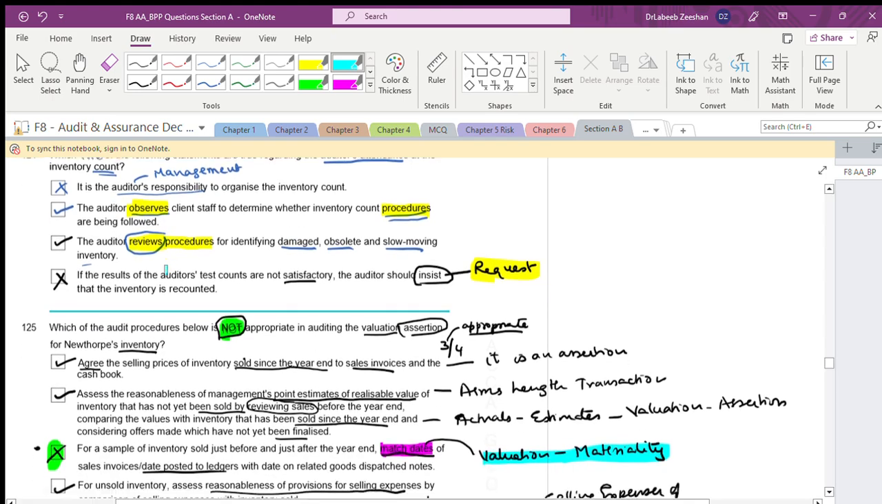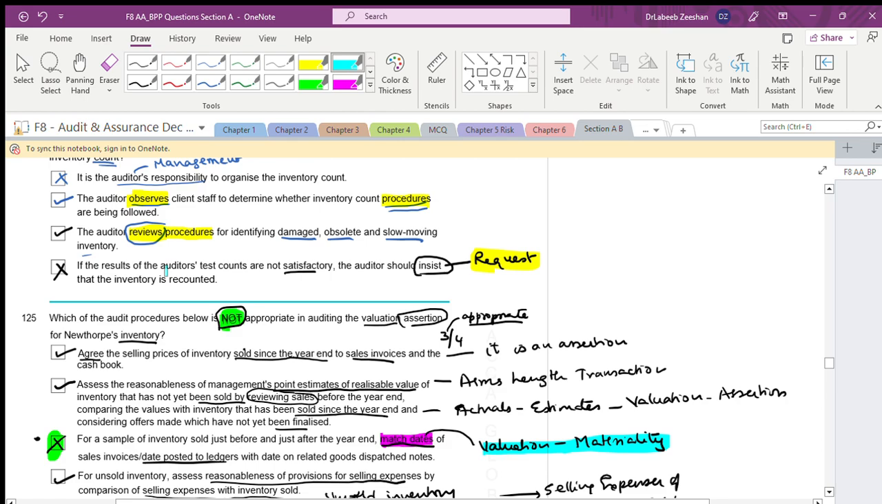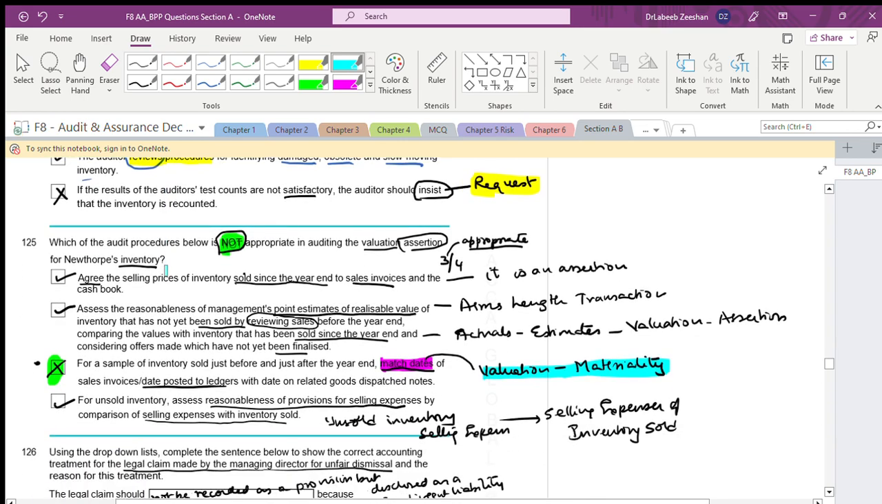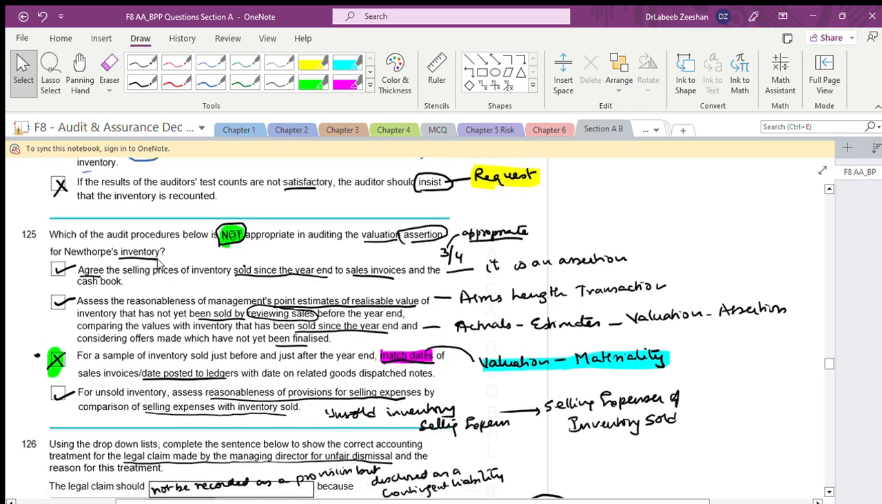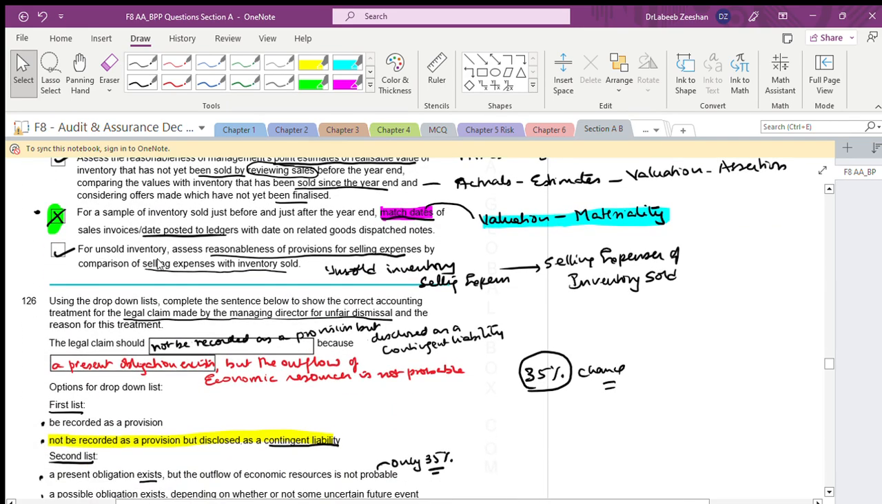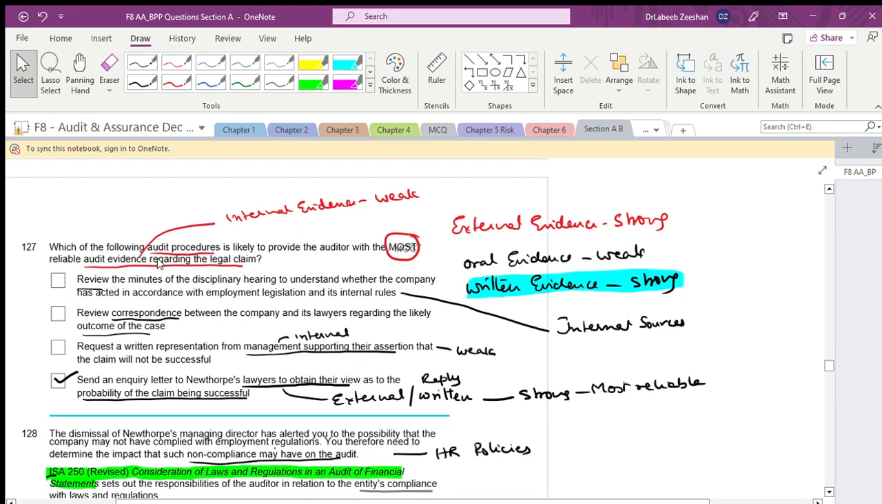And the second one, in terms of inventory, how the valuation should be done, or what is the procedure to be followed in terms of inventory valuation with reference to assertions. Next, the third one is how the legal claim of the managing director is valid or invalid, and how it has to be reflected. What is the accounting treatment we have to give? The fourth one is in terms of the audit evidence with respect to the managing director's dismissal.